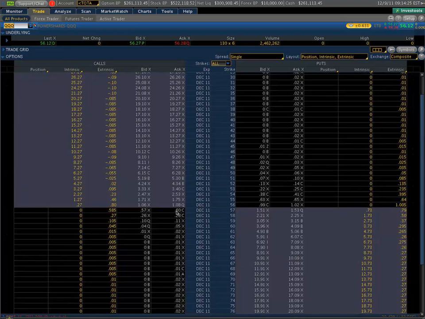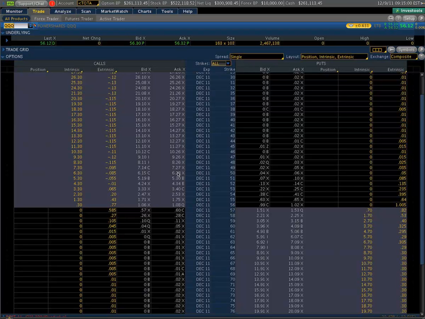If you were to purchase a call at the 57 level for 60 cents, in order for you to break even on that trade, the market would have to rise, the Qs would have to rise to $57.60 in order for you to break even. If it rose to $57, exactly the same price as the strike, you would lose the entire 60 cents of time value that was present when you purchased this call.